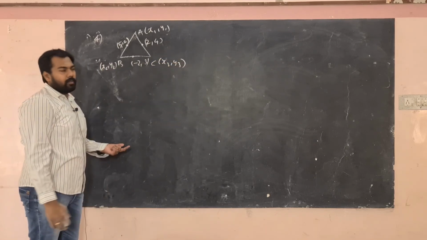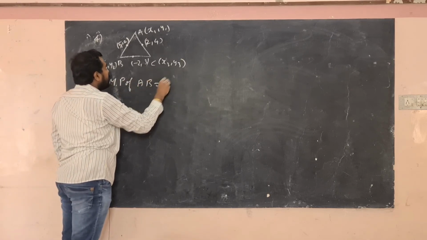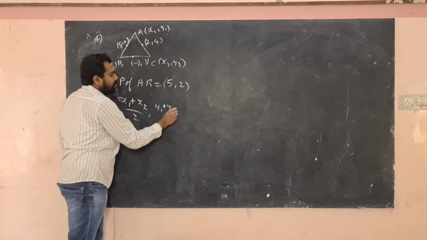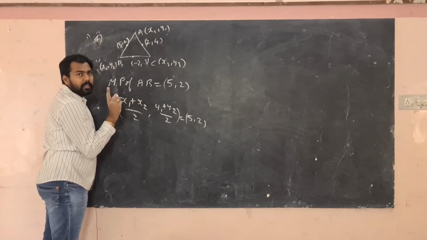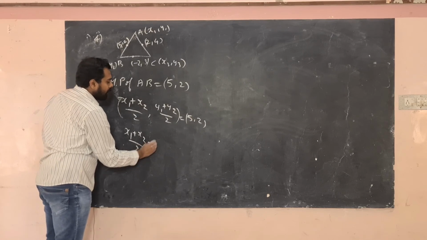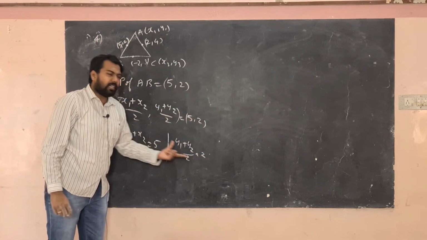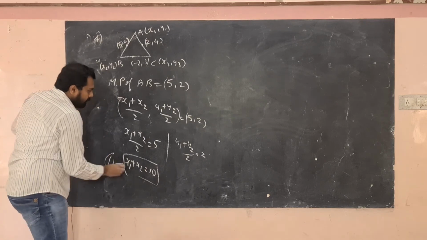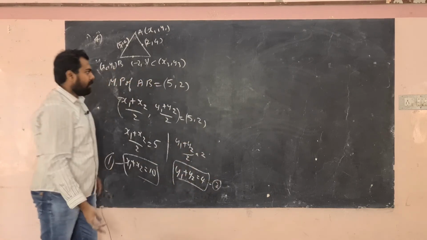Then we find the midpoint of AB. What have they given for the midpoint of AB in the question? 5, 2. The midpoint of AB is x1 plus x2 by 2, y1 plus y2 divided by 2, equal to 5, 2. This bracket is compulsory, and this comma is also compulsory, or else it is not a point. Equate the x coordinate value: x1 plus x2 by 2 equal to 5. y1 plus y2 by 2 equal to 2. Cross multiply: x1 plus x2 equal to 10, which is equation number 1. Next, y1 plus y2 equal to 4, which is equation number 2. Same procedure.